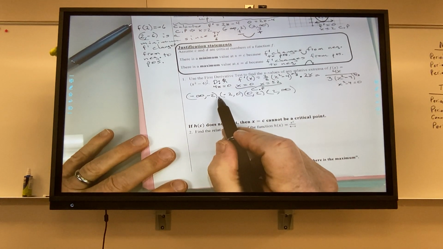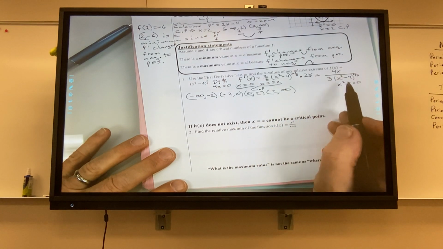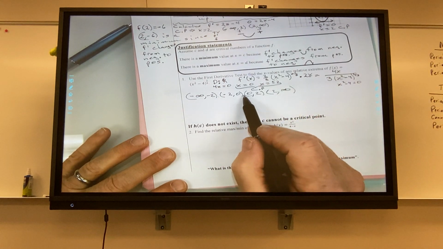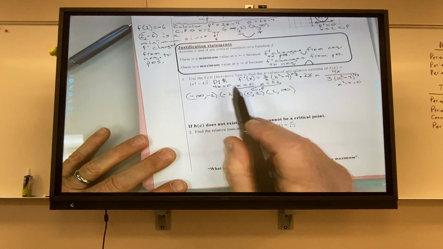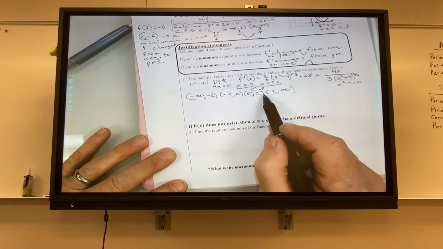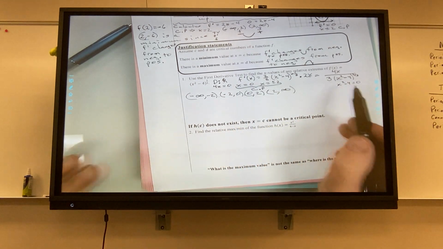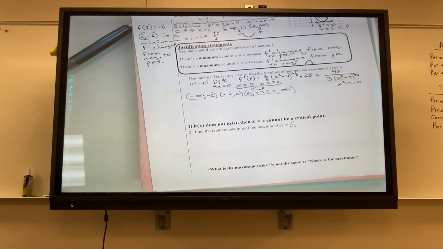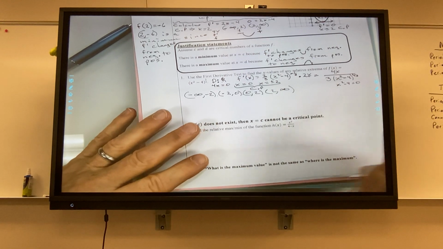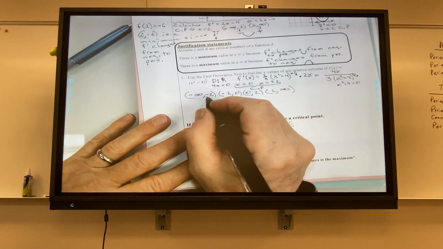Negative 2 is a critical number that gives me 0 in the denominator. 0 is a critical point that gives me 0 in the numerator. Positive 2 gives me 0 in the denominator. So, Jonah, tell me what number you would like here.